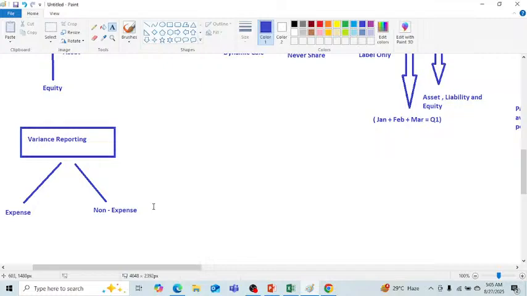So you will set this property based on the account type. If the account type is expense, set variance reporting to expense. For all other account types, revenue, asset, liability, and equity, set it to non-expense, as I have already recommended. From my experience, this is the best way to set this property.